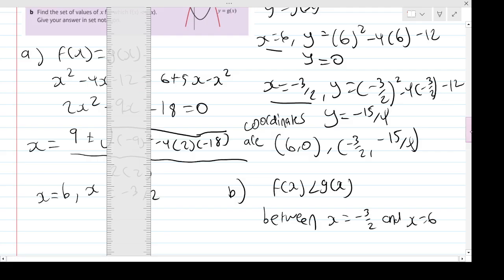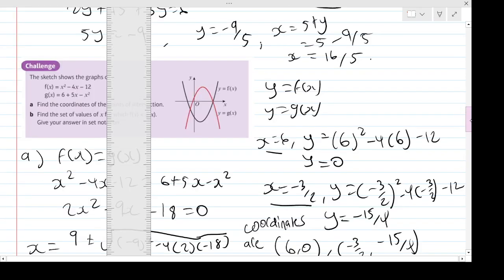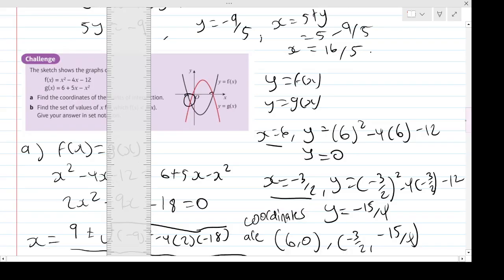Therefore, as an inequality, the range of values of x would be between minus 3 over 2, x and 6. So when x is between these two values, that means f of x is less than g of x. Between these two intersection points, where x is between minus 3 over 2 and 6, that in turn means f of x is less than g of x.